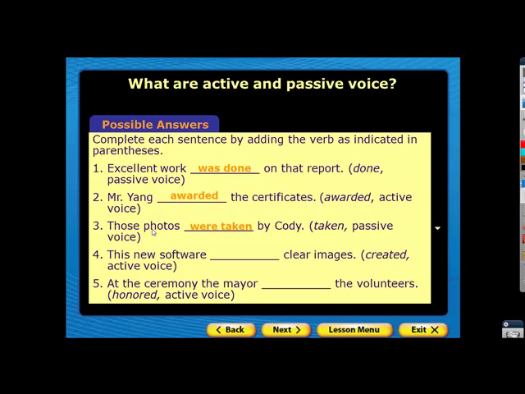Number 4. This new software, Clear Images. We need it in the active voice. So created this new software. Yes, created Clear Images. Pretty simple. Nothing can be done with the active one. At the ceremony, the mayor, the volunteers. Active voice, because the mayor here is the performer of the action. Yes, he honored the volunteers. Okay, there are too many possibilities in which tense you're going to write these sentences, but all in all, it's pretty simple to do.